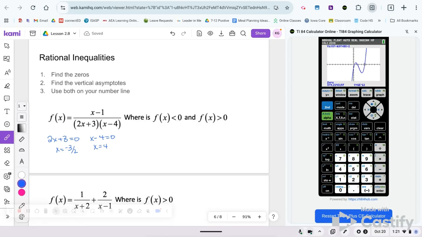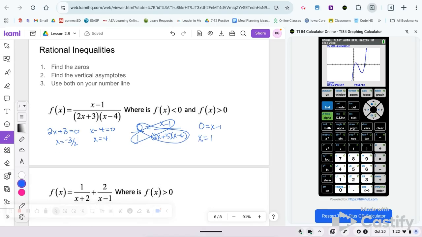And then whenever I want to find the zeros, whenever I want to figure out where x equals the 0 is, I have to let y be 0. So I'm going to write 0 equals x minus 1 over 2x plus 3 times x minus 4. Change that into a fraction. Cross products gives me 0 equals x minus 1. And so I get x equals 1. Negative 3 halves, 1 and 4.